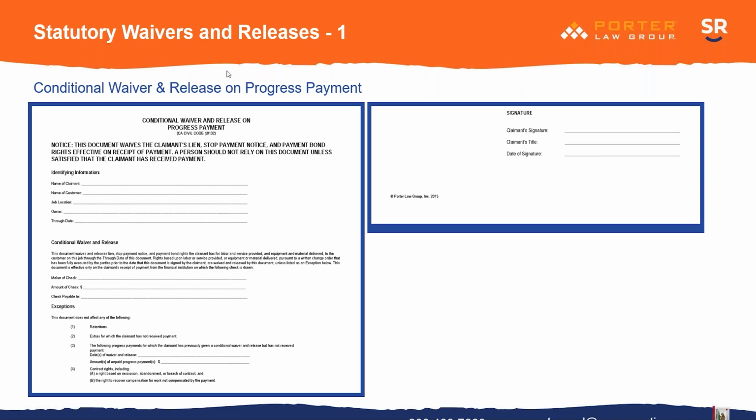So you can see that excepted from this are retentions. So like, let's say they save 10%. That's not included in this. Extras, for which the claimant has not received payment. These would be things like change orders and perhaps disputed issues. And then also below that, if you've already given one of these conditional waivers and releases, that's where you would note right there, hey, I gave one last month on this date for this amount. Okay, and so it would be like, oh, last month I gave a $20,000 conditional waiver and release, but I haven't gotten paid, and now you owe me $30,000 more.